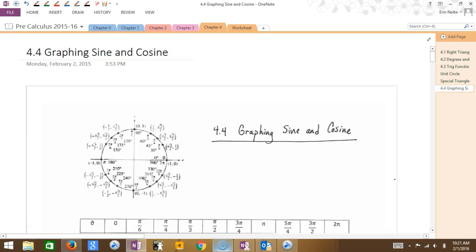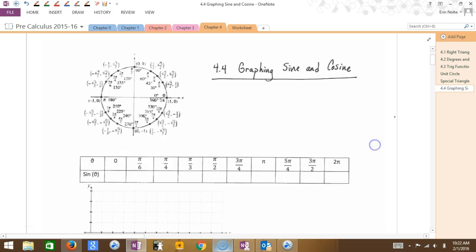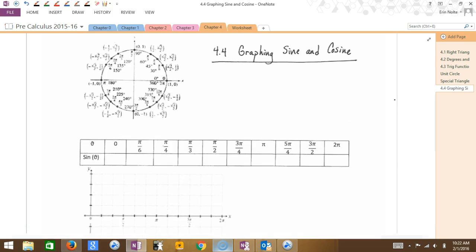Okay, so 4 is called graphing sine and cosine. You're just going to basically take those two functions and we're going to do the same translations that we've done with everything. So we're going to move them up, we're going to move them down, left, right, and we're going to squeeze them and we're going to stretch them.